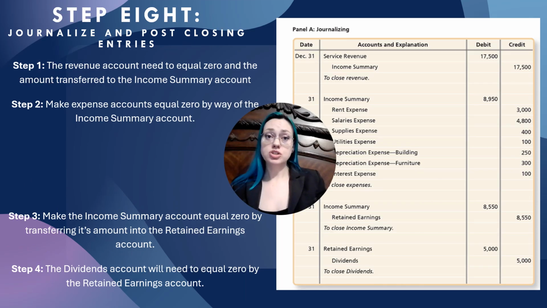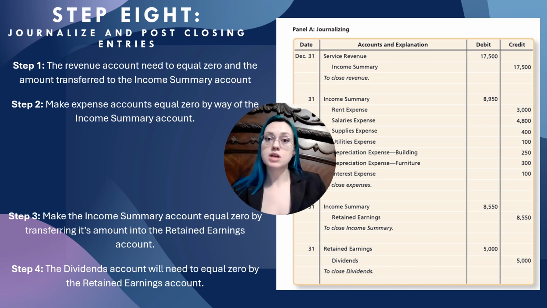Step 8, journalize and post closing entries. The closing process happens at the end of the accounting period. It involves recording and posting closing entries to prepare accounts for the next period. This process clears out revenue and expense accounts to show net income for each period. It also updates the retained earnings balance with the net income or losses and any dividends paid to shareholders.